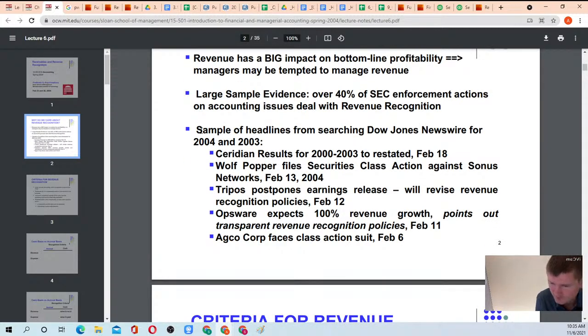And they provide you with old results from a Dow Jones Newswire section about different accounting issues. So, Ceridian results to be restated. Restated means that a company issued financial statements which were materially incorrect, materially misstated. And someone, either auditors or the SEC, or maybe the company itself, identifies that they made an error in the financials, and they have to reissue them. And when that happens, that's usually a big deal for the company.